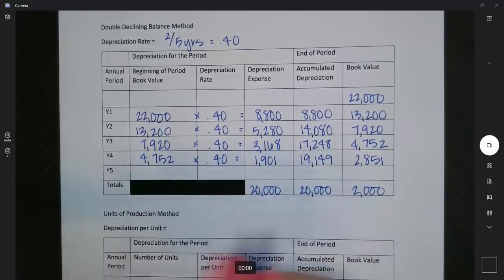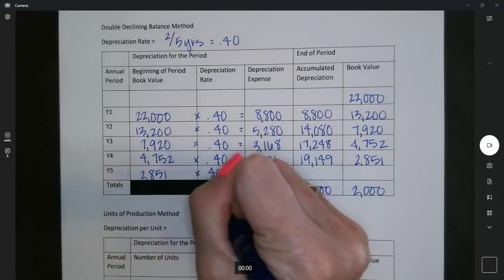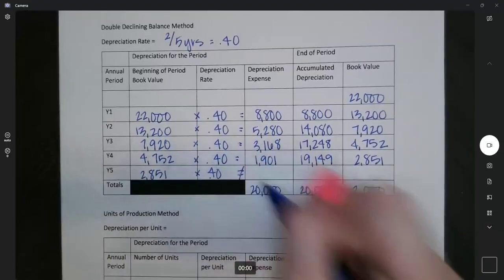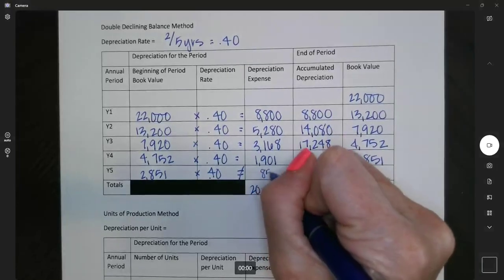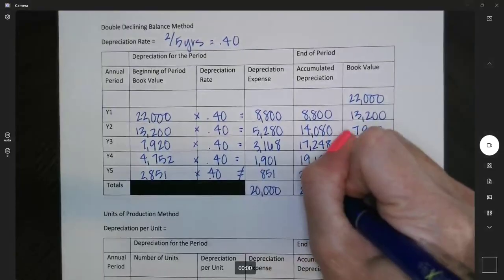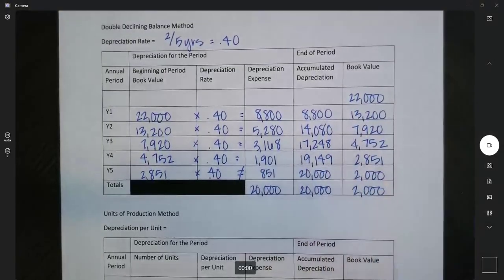So in year 5, we still carry this 2,851 over here. We still say 40%, but what I teach my students in my class is put does not equal, because the depreciation expense that we can use here is only $851. That's all we have left. That'll bring our accumulated depreciation to $20,000 and our ending book value to $2,000. That's as far as we can go, even though 40% of $2,851 is higher than that.